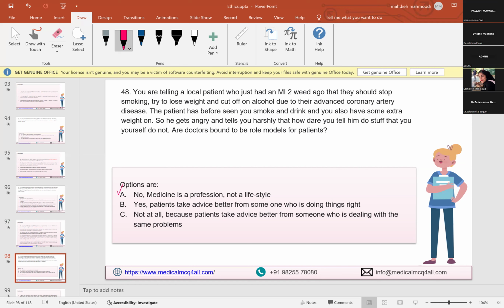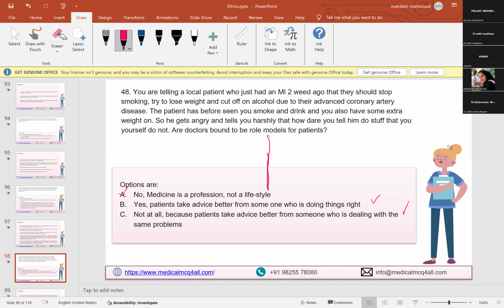Yeah, no problem. Okay, so here's the thing. Yes, the answer is A. Medicine is a profession, it's not a lifestyle. Actually, options B and C are kind of correct. Some patients take advice better from someone who is dealing with the same problem. Sometimes patients take advice from someone who's doing things right, okay? But you are not bound to do that.